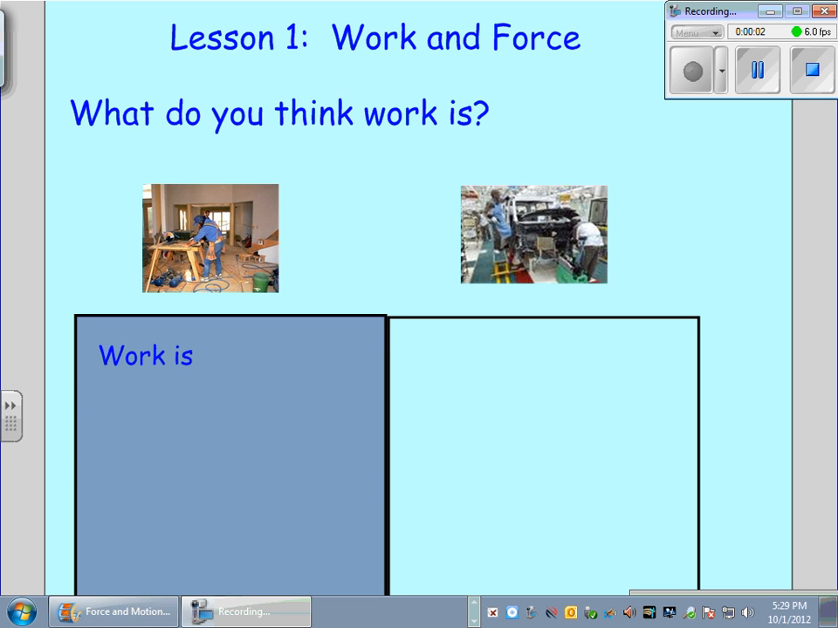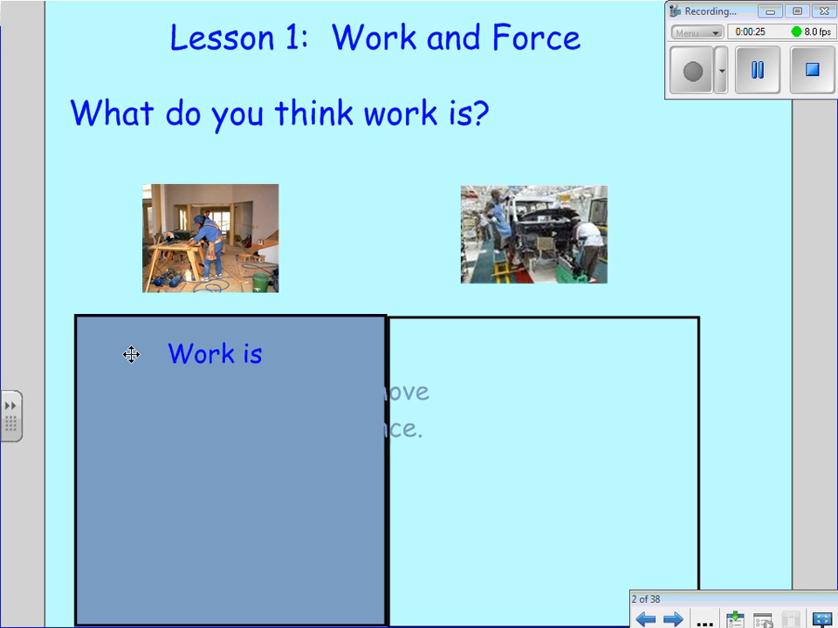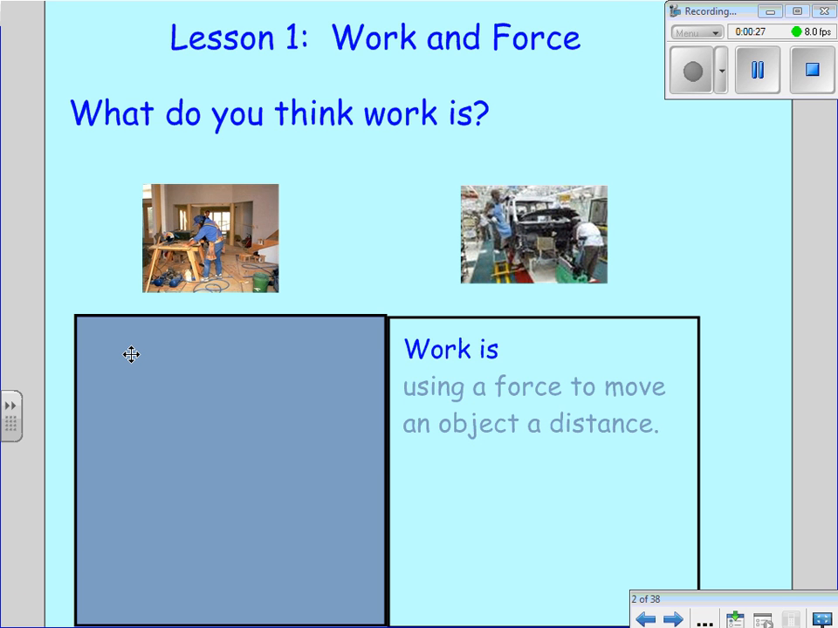All right, we are going to study for our test on force and motion. If you remember, we started our unit by talking about work. We can think of work in scientific terms. So when we think of work in scientific terms, we need to remember that work is using a force to move an object a distance.